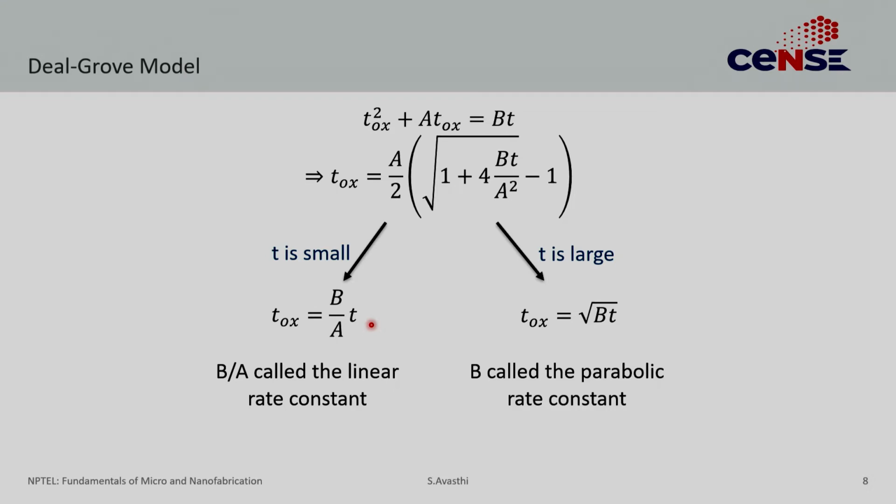Now, if you take the other extreme where time is large, you are looking at growth rates for very long times. At that point, this term is now the larger term. So, you can ignore 1, and if you again solve it exactly, the oxide thickness now has a parabolic relation with time. So, the oxide thickness scales with root of time. Here B is called the parabolic rate constant.